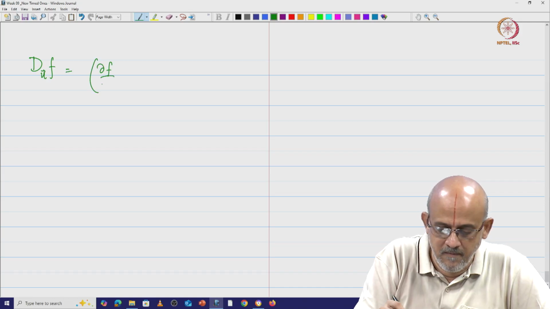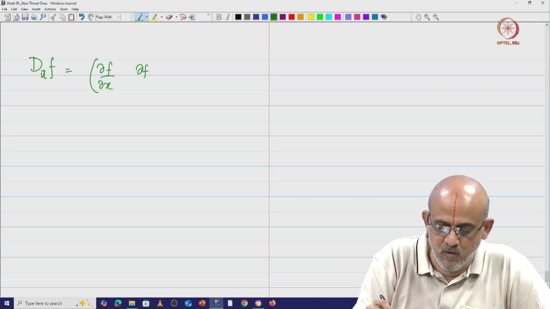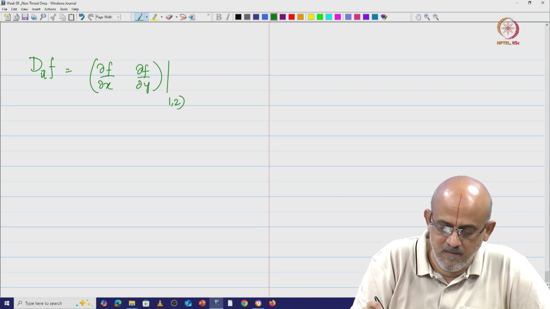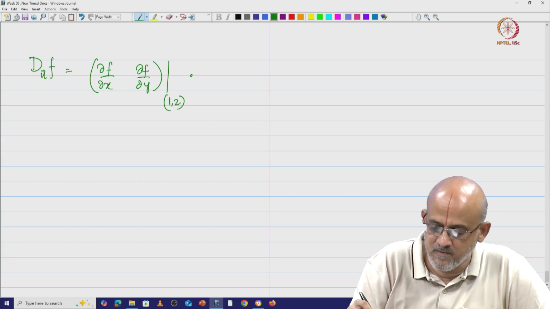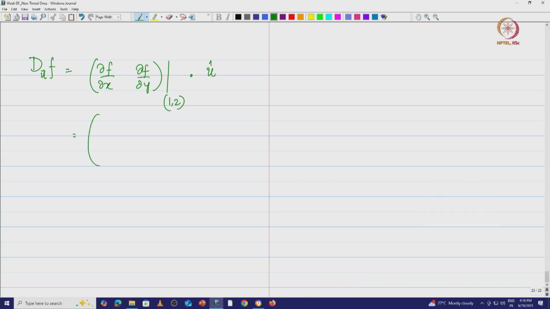Then I want to get the directional derivatives now. So, I want to look at df in the direction of u, which is nothing but ∂f/∂x, ∂f/∂y evaluated at (1, 2), dot product with the unit vector u. We have ∂f/∂x evaluated at (1, 2), which is basically 2, and this value is 1, dot product with the u vector, which is (3/5, 4/5).